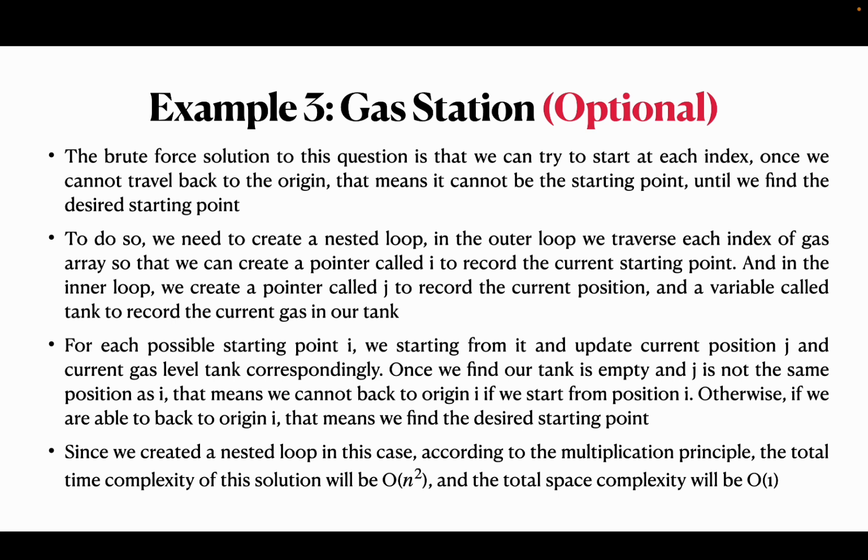In this solution, since we created the nested loop, according to the multiplication principle, the total time complexity of the solution will be O(n squared). And since we create three variables, i, j, and tank, the total space complexity will be O(1).